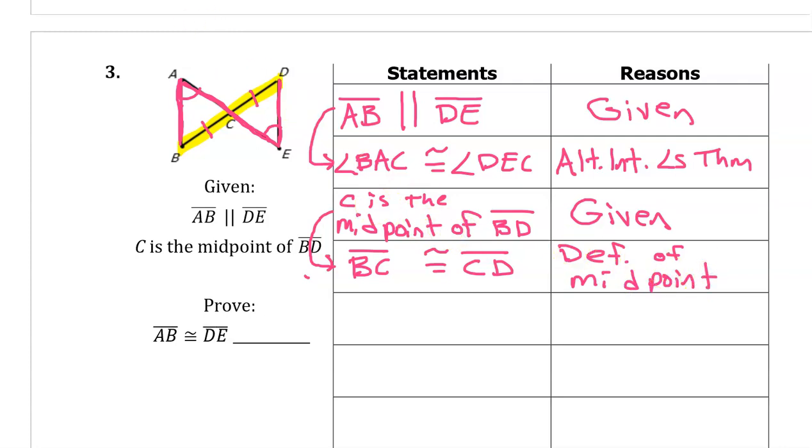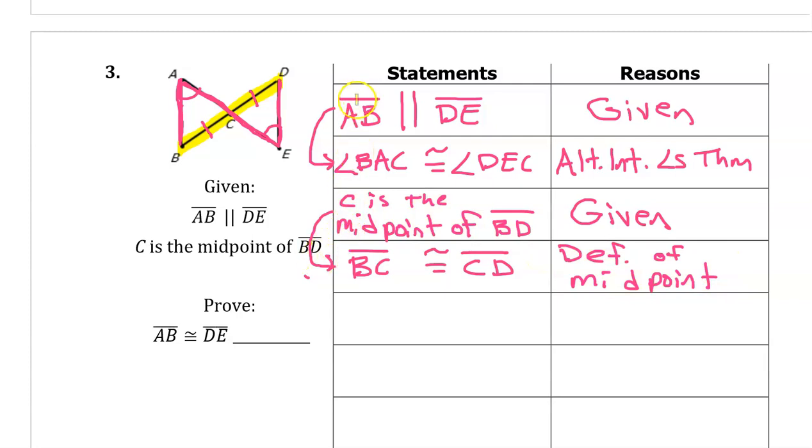Some students get very confused between definition of midpoint and definition of segment bisector. But it's all about keywords. If you look at this reason and the previous statement, if the statement says midpoint, then it's going to be definition of midpoint. If the statement mentions bisector, then it's going to be a definition of bisector. All right? If it's a segment, it'll be segment bisector. If it's an angle here, it will be definition of angle bisector.